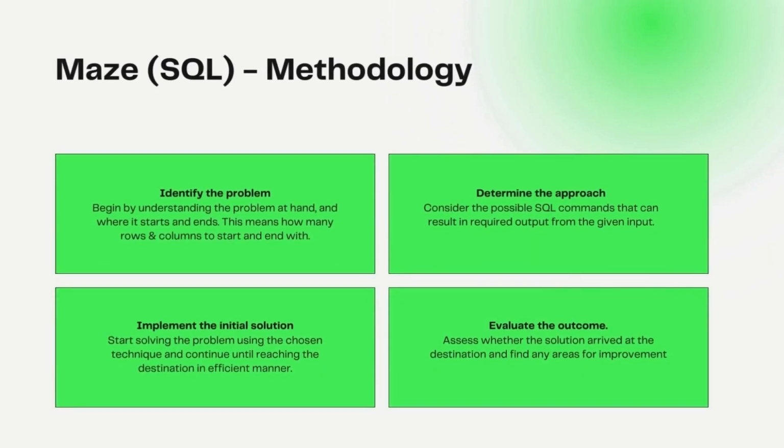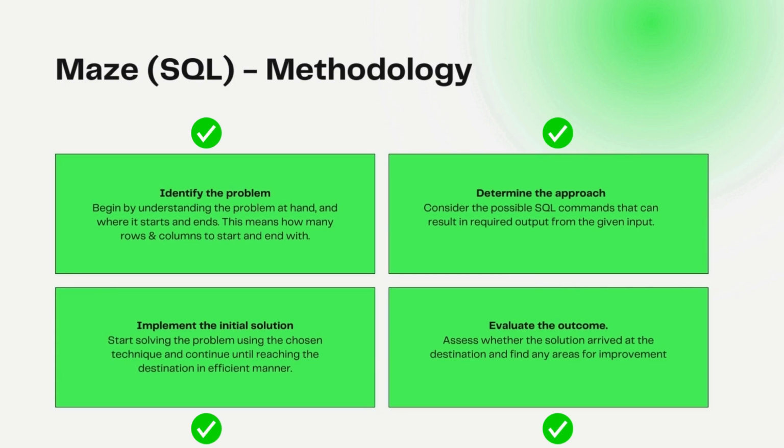What is the methodology for this maze approach to solve SQL queries? You identify the problem: begin by understanding the problem at hand and where it starts and ends. This means how many rows and columns to start with and end with. You determine your approach: consider the possible SQL commands that can result in the required output from the given input. Implement the initial solution: start solving the problem using the chosen technique and continue until reaching the destination in an efficient manner. At the end, evaluate the outcome. Now you assess whether the solution arrived at the destination and if you can find any areas of improvement.